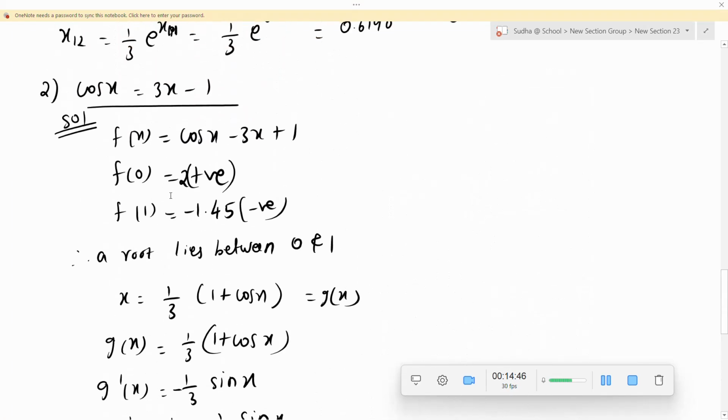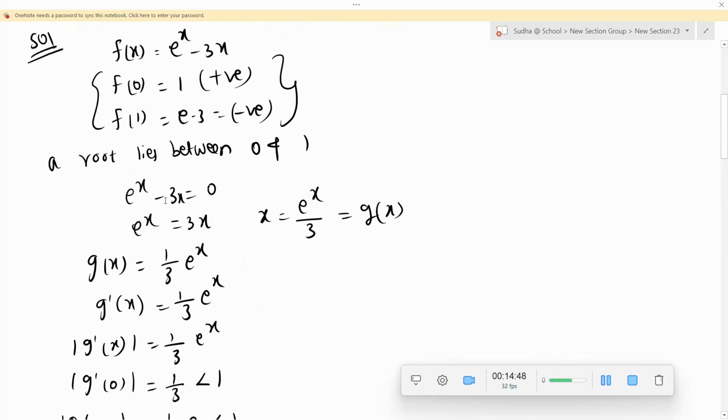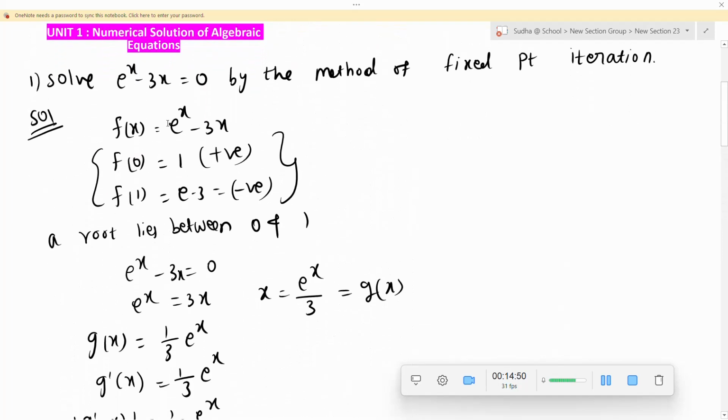So given any problem in the fixed point method, first you should write the given f of x. Next we have to substitute x equal to 0, 1, 2 like that. So you should find out the roots. For example, in the first problem, when we substitute x equal to 0, we get a positive value. If we substitute x equal to 1, we get a negative value. So therefore a root lies between 0 and 1.